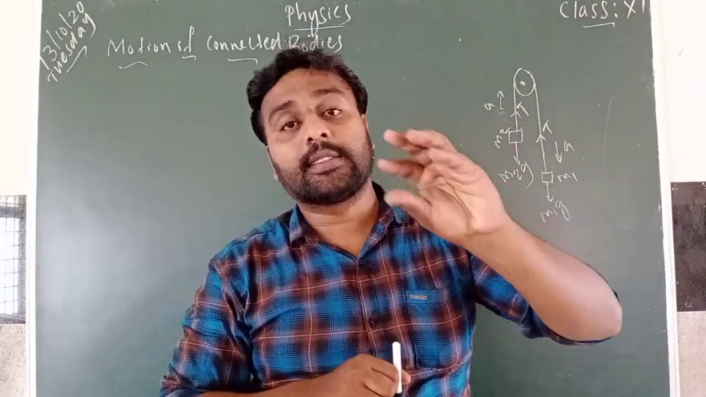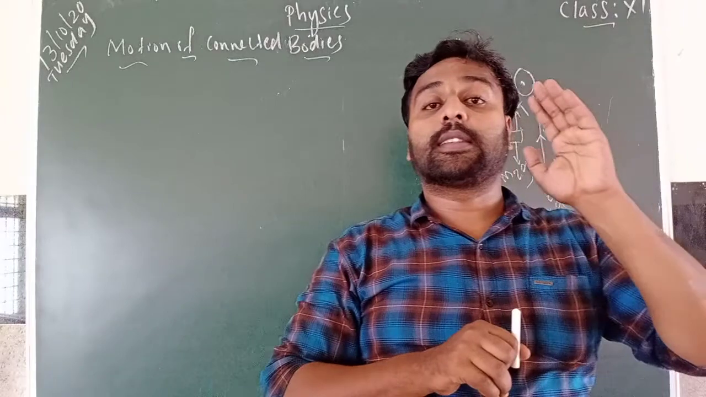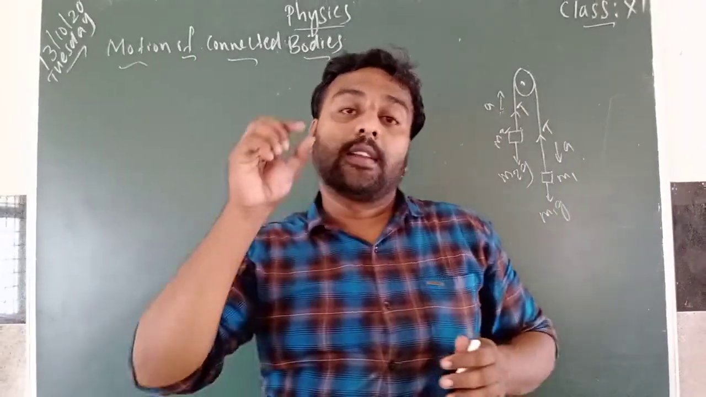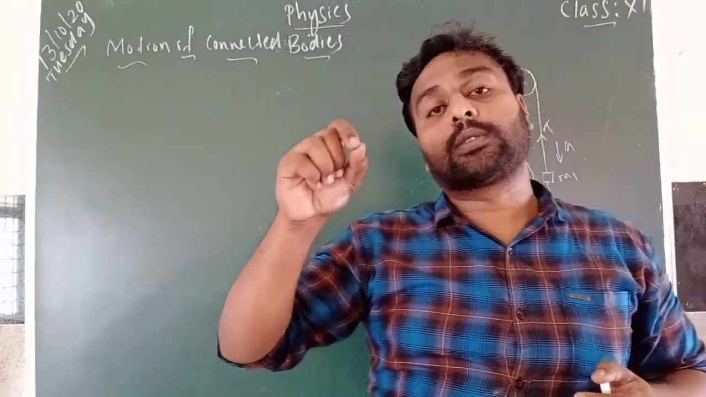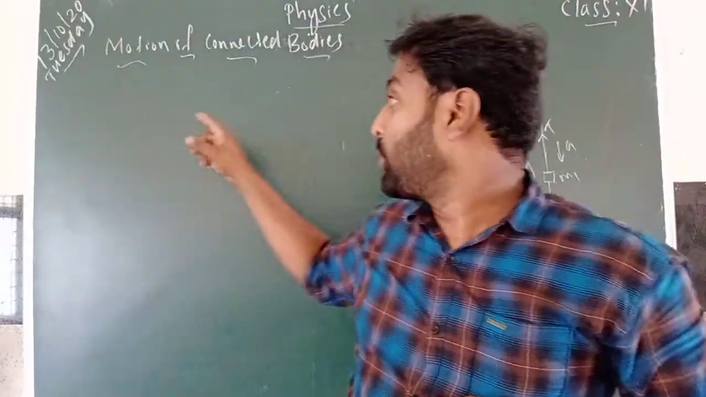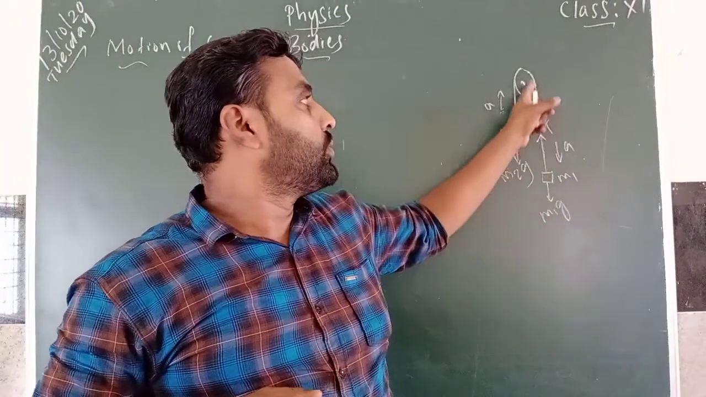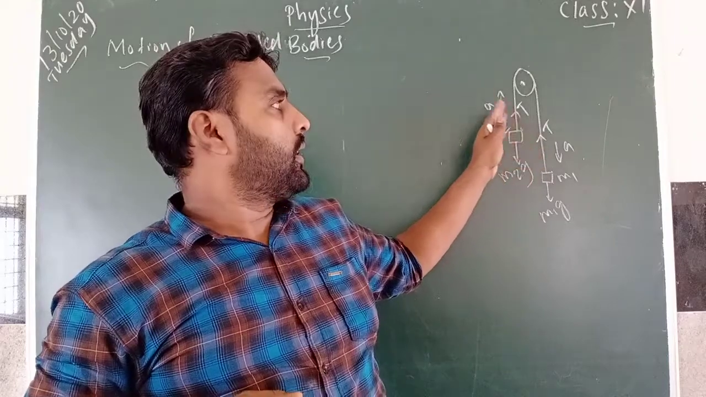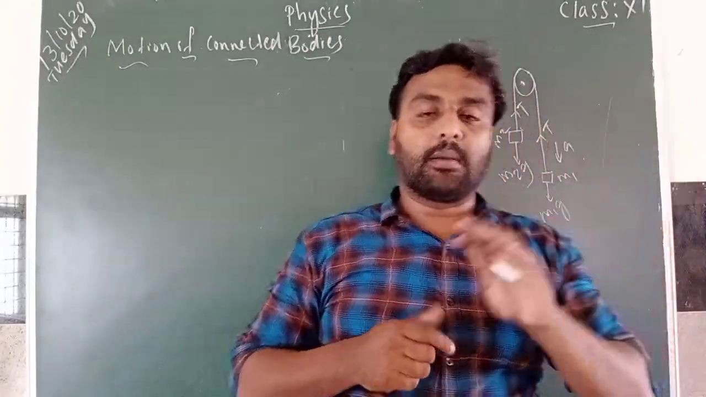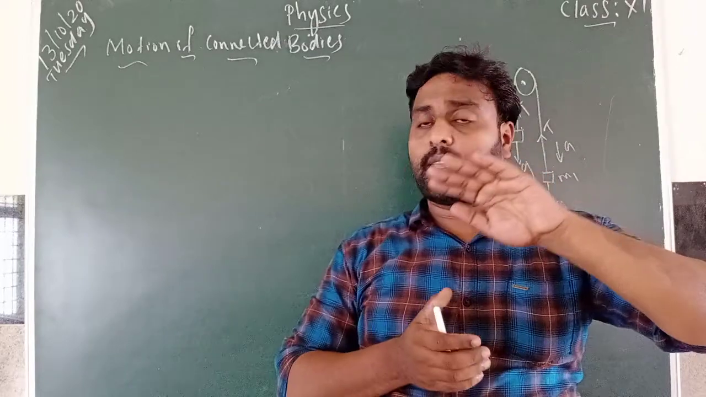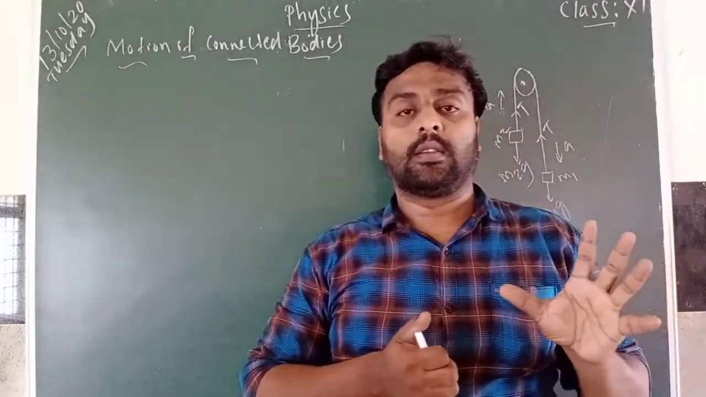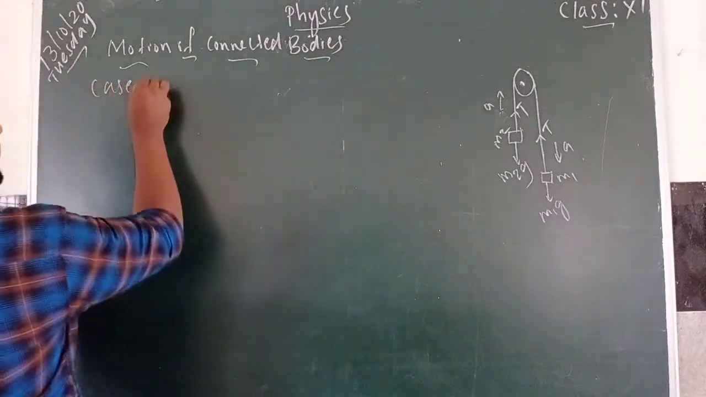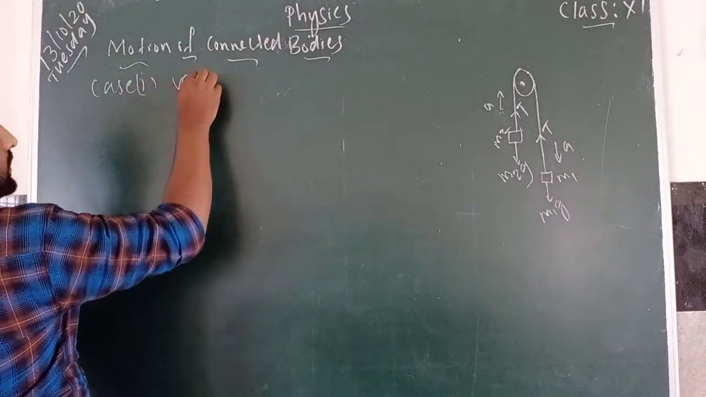This acceleration we are finding. When this acceleration varies, there is a reason behind it, because there is a tension produced between these two masses. So this is why the acceleration varies to some extent. So we can consider two cases. Case one, vertical motion.